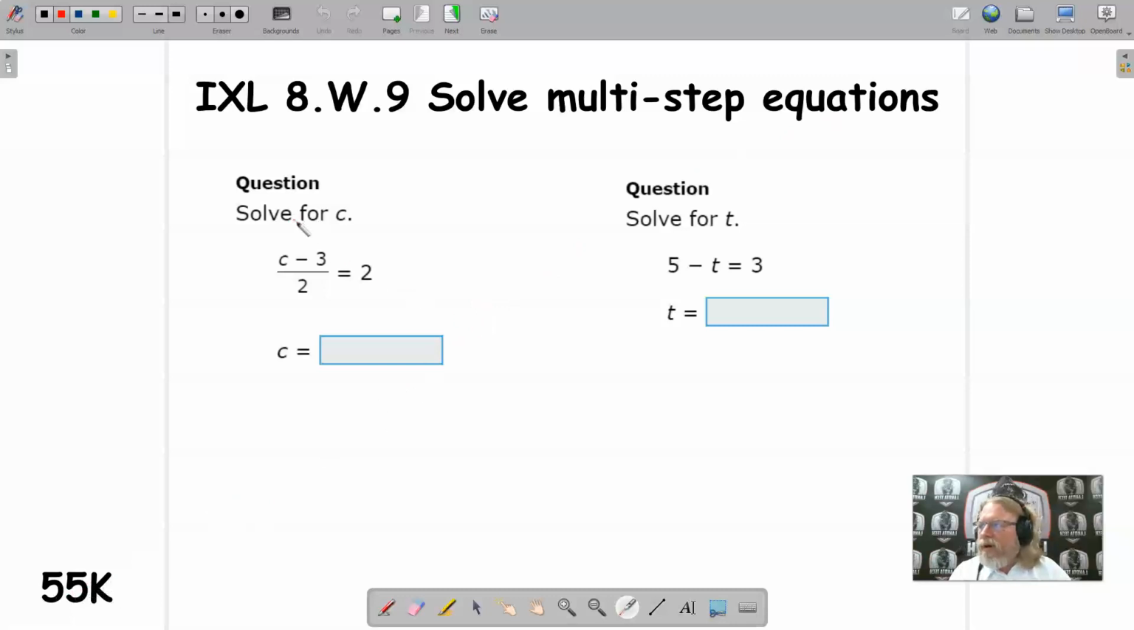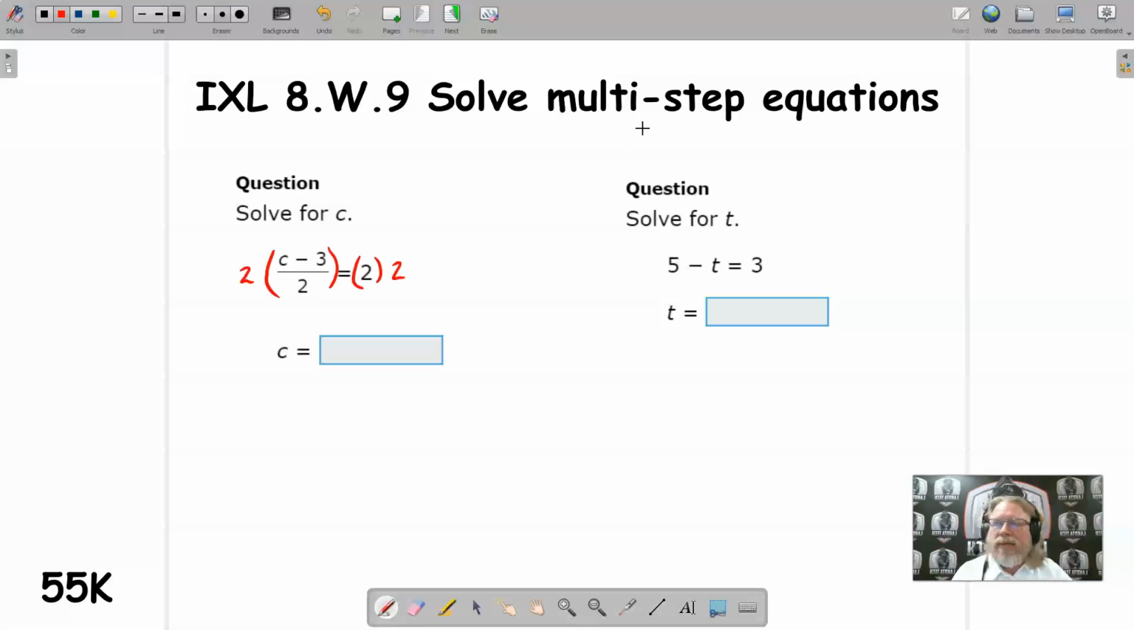So in our first question here, we're going to have to deal with this fraction, right? We've talked about it in other lessons in the past. The best way to get rid of a fraction is to multiply by its denominator. So we're going to take what's on each side and multiply both sides by the denominator. In this case, the denominator is 2. And what we do to one side, we're going to do to the other.